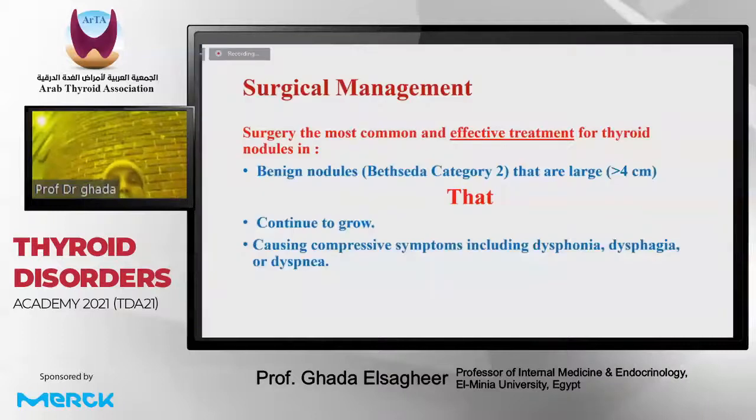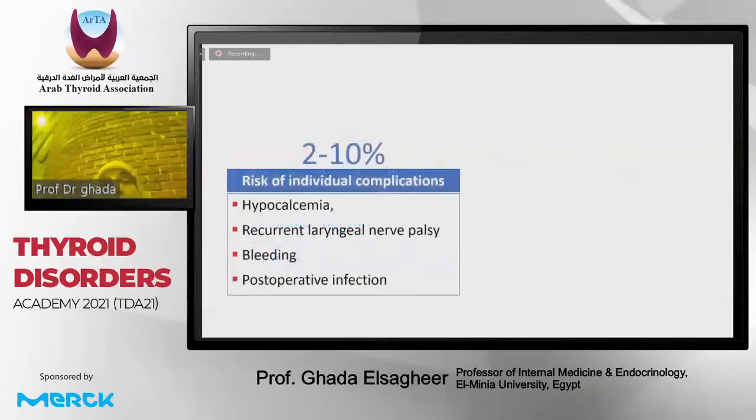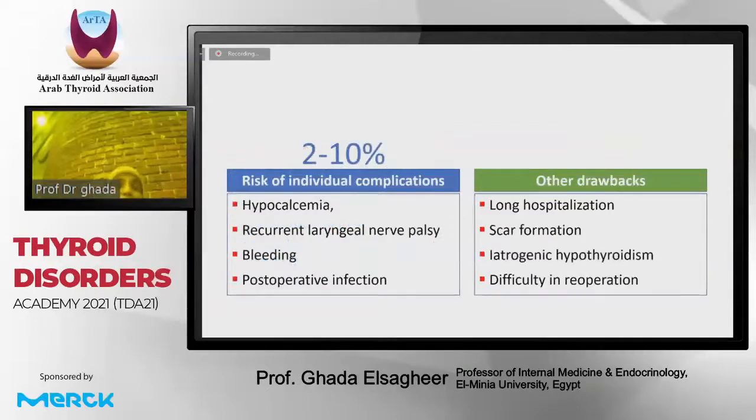ablation. Surgical management is the most common and effective treatment of thyroid nodule, especially indicated in benign nodules more than 4 centimeters, especially if they continue to grow and cause progressive symptoms, including dysphonia, dysphagia, or dyspnea. As we said, FNA has low sensitivity in big-sized nodules. But what's the problem of surgery? Risk of individual complications from 2 to 10%: hypocalcemia, recurrent laryngeal nerve palsy, bleeding, post-operative infection. Other drawbacks: long hospitalization, scar formation, iatrogenic hypothyroidism, difficulty in reoperation.